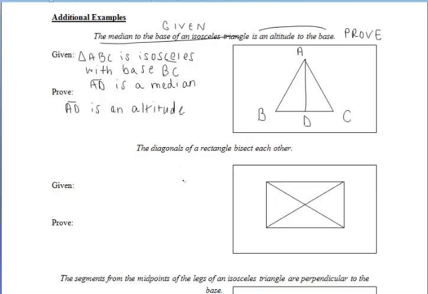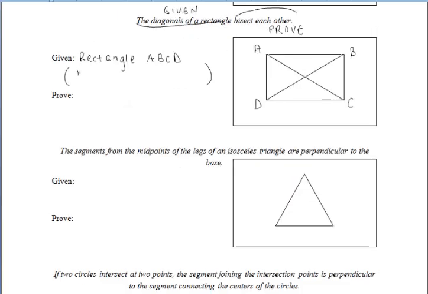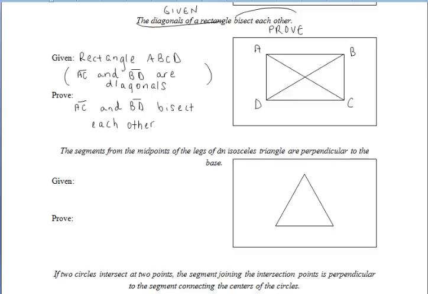For the second example, we're working with a rectangle. You do have to mention that we have a rectangle. It's optional for you to list the diagonals. We can assume those just by looking at the diagram. And we want to prove that those diagonals bisect each other.